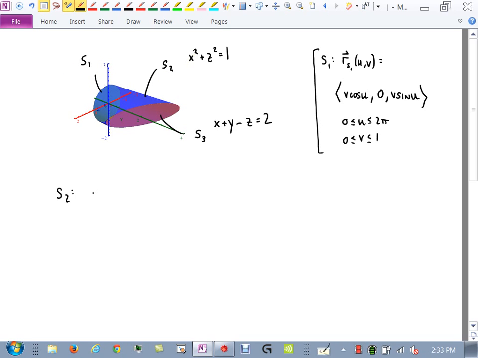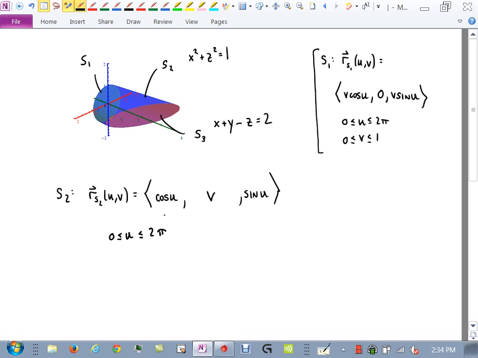Okay, so let me write this down. My R of S2 of UV, that's exactly what we're going to do. We're going to say this was cosine U, the last one was sine U, and then my Y coordinate here is just back and forth between two things. So let's call that Y component V. I know my V's start to look like R's. There's my V. What's the restriction on U right now? 0 and 2 pi.